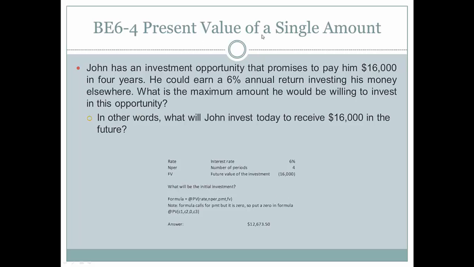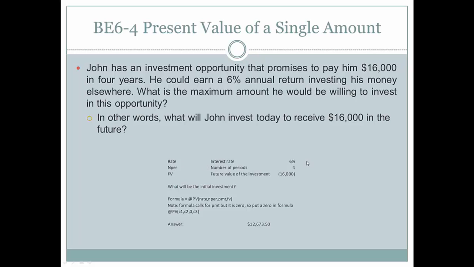Next, we want to look at the present value of a single amount. So John has an investment opportunity that promises to pay him $16,000 in 4 years. He could earn a 6% annual return by investing his money elsewhere. What is the maximum amount he'd be willing to invest in this opportunity? Well, really what they're asking is, what will John invest today to receive $16,000 in the future? So we're talking about what would be the present value.